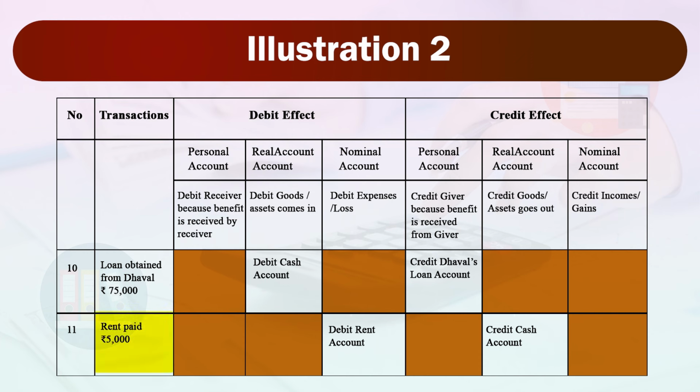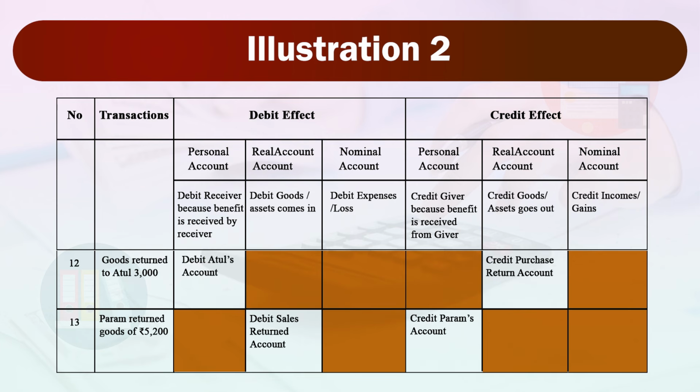Next is rent paid rupees 5,000. Now, rent paid, rent is an expense of the business. So, rules of nominal account, that is debit the expenses or losses and credit the incomes or gains. Here rent paid is our expense, so we will debit the rent account. As we are paying cash, rule of real accounts will be applied, that is cash goes out of the business, so cash account will be credited.